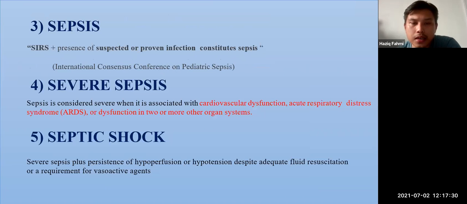Sepsis is when there is presence of SIRS plus the presence of suspected or proven infection. And then we have severe sepsis, which is considered when it is associated with cardiovascular dysfunction, acute respiratory distress syndrome, as well as dysfunction in 2 or more of other organ systems. And then we have septic shock, which is severe sepsis plus persistence of hypoperfusion or hypotension despite adequate fluid resuscitation, or a requirement for vasoactive agents.